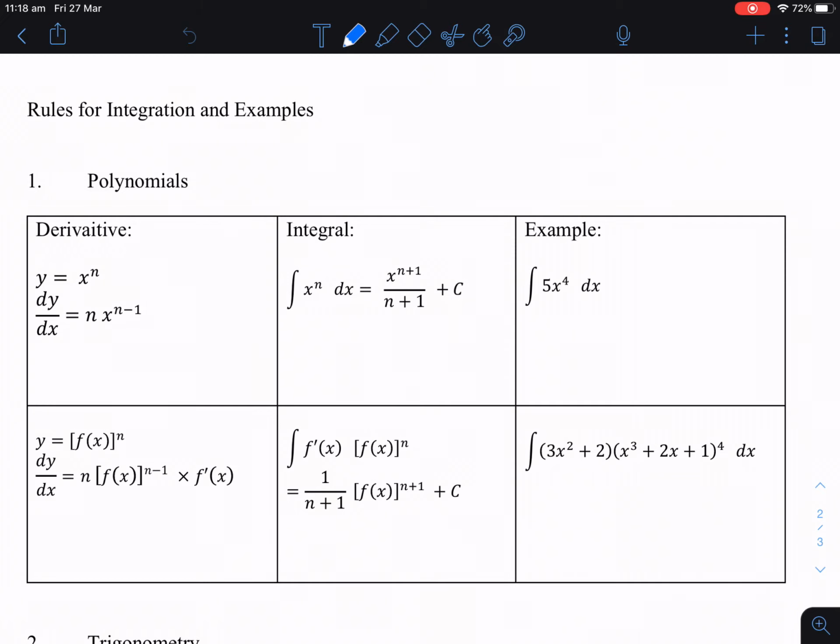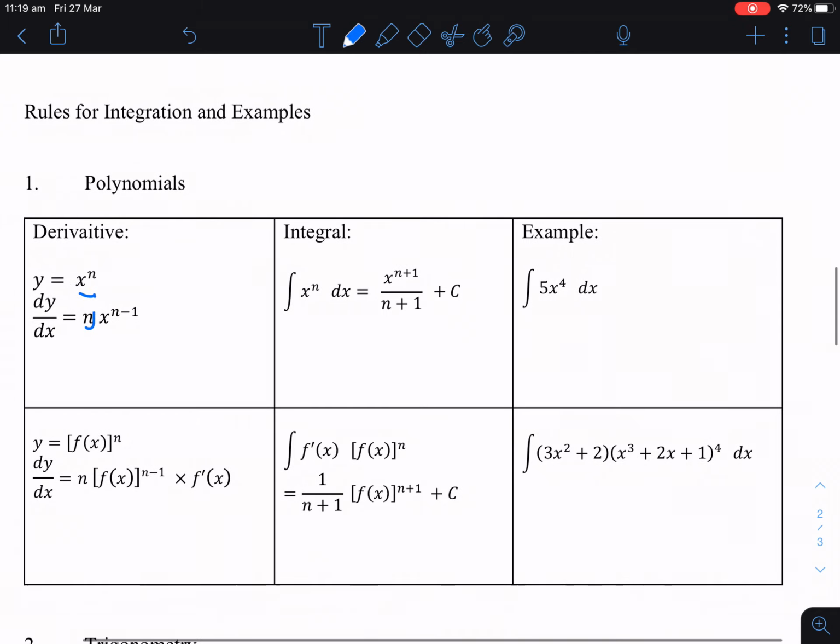We want to have a look at using integration and look at some of the rules that are involved in integration. So the first one we're going to look at is polynomials here. And we remember our derivative of a polynomial, so x to the power of n. When we derive it, we bring that n down and we subtract 1 from the power. So what we're going to do with integration is basically the reverse.